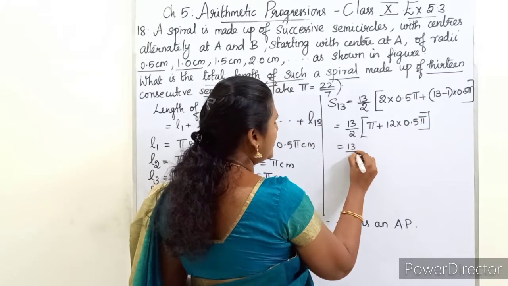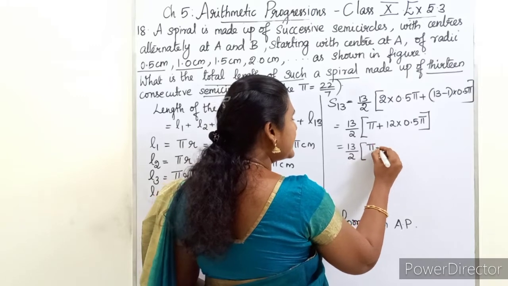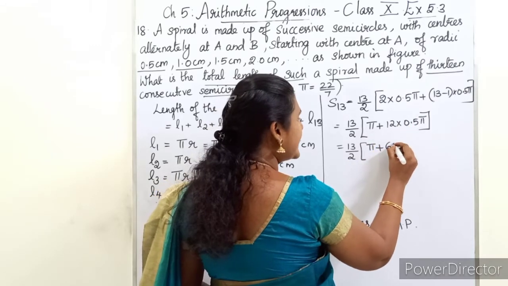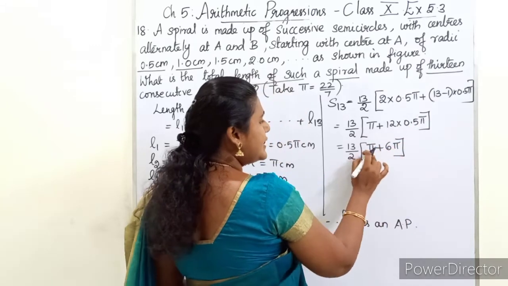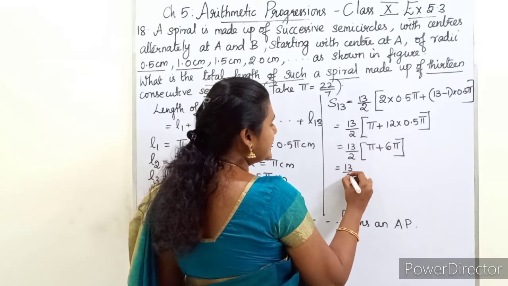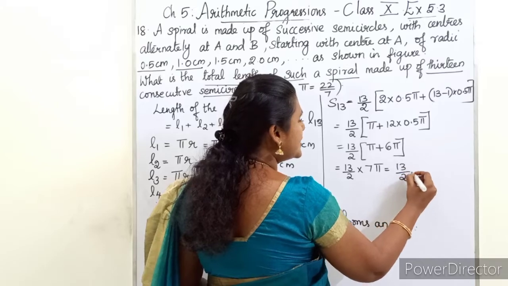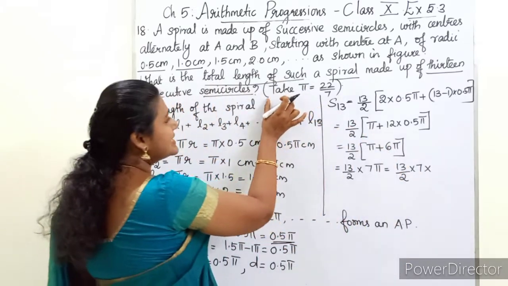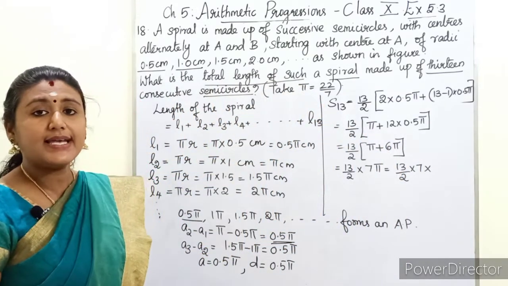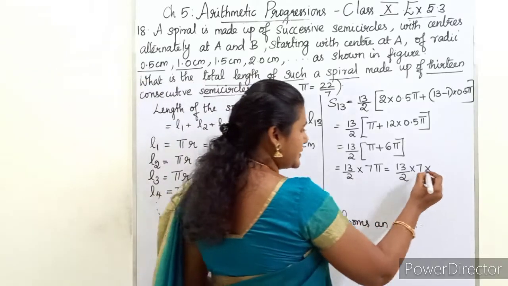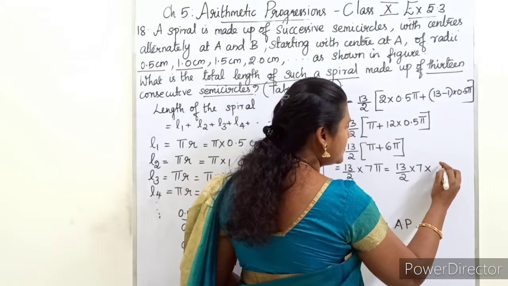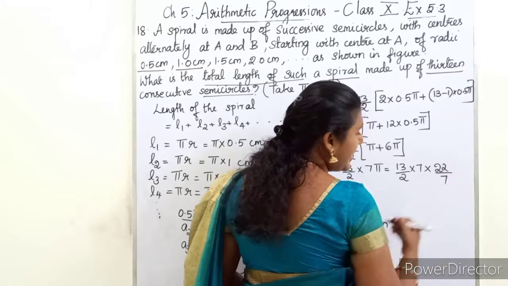So 13 by 2 into pi plus 12 into 0.5 is 6 pi. When you add these two, you will get pi plus 6 pi is 7 pi, and in the next step we will substitute the value of pi. It is given in the question, take pi is equal to 22 by 7. So here in the place of pi we will substitute 22 by 7.